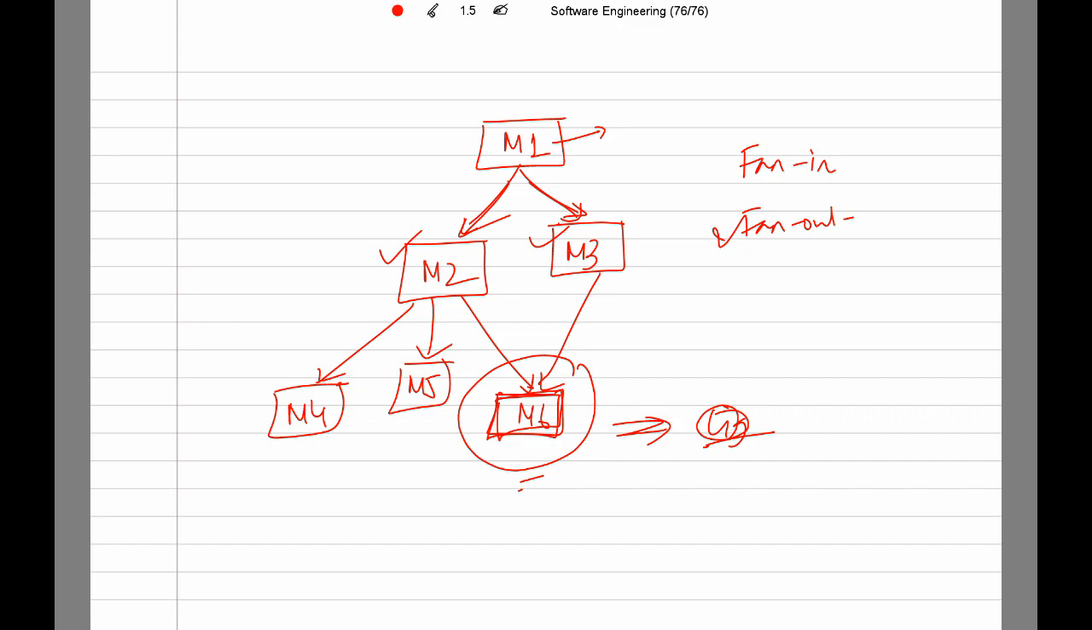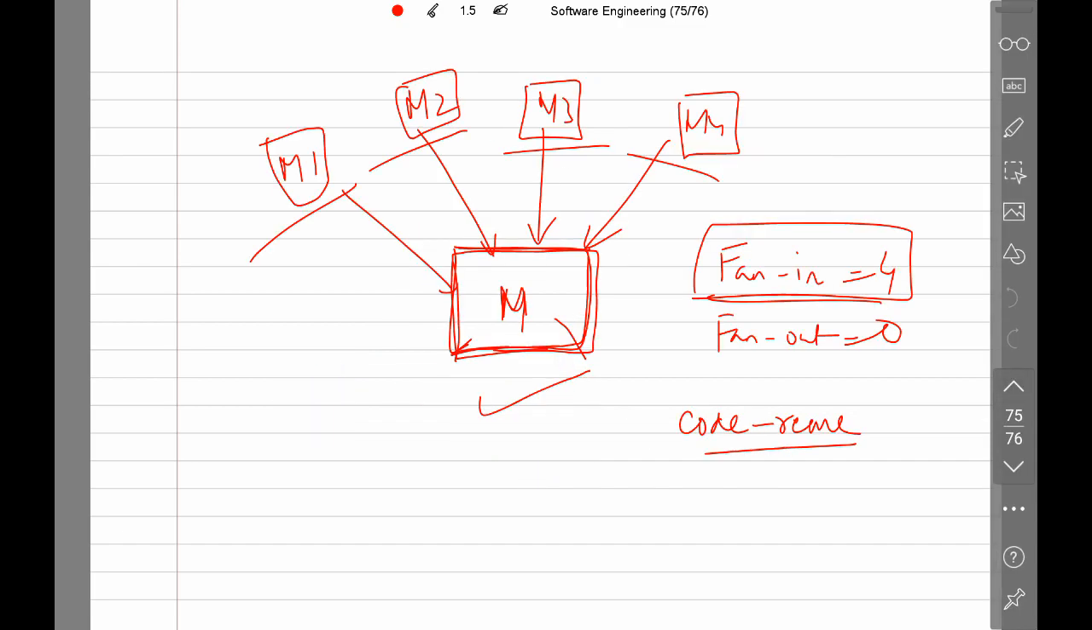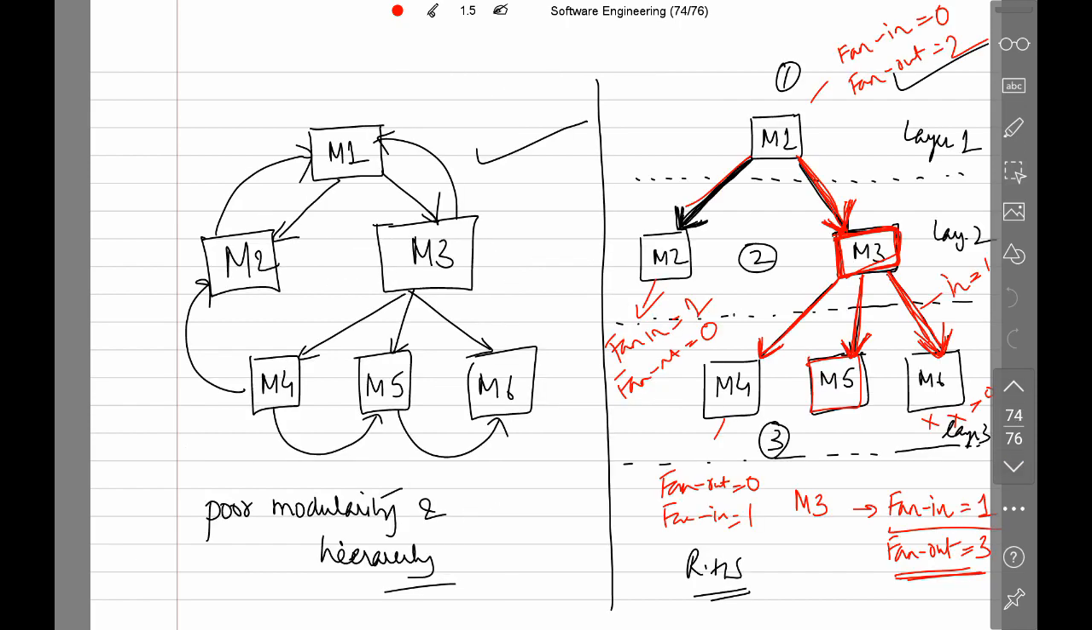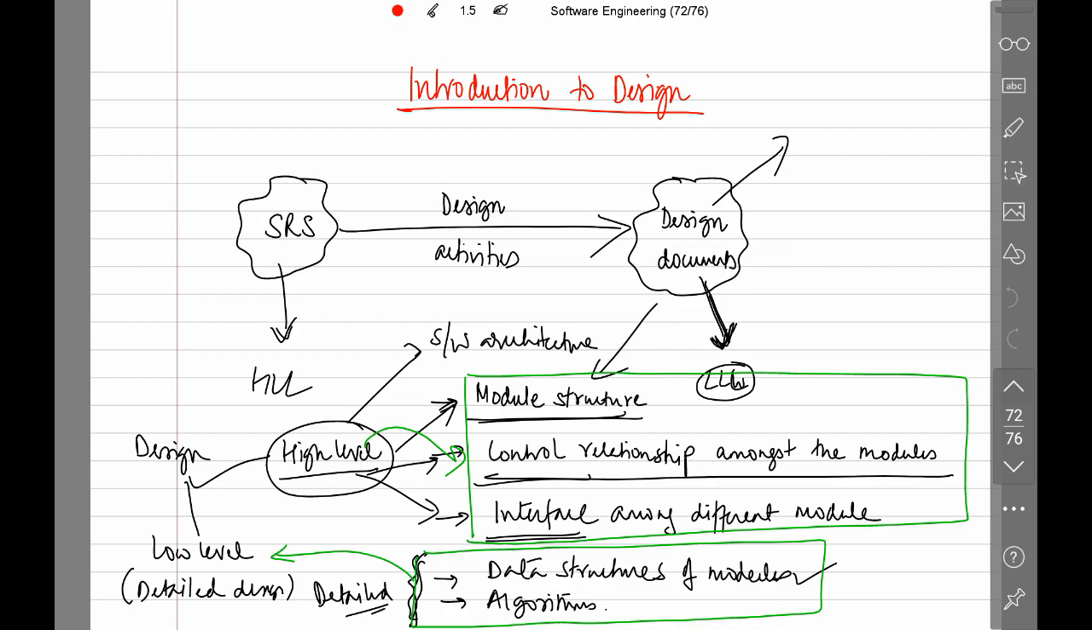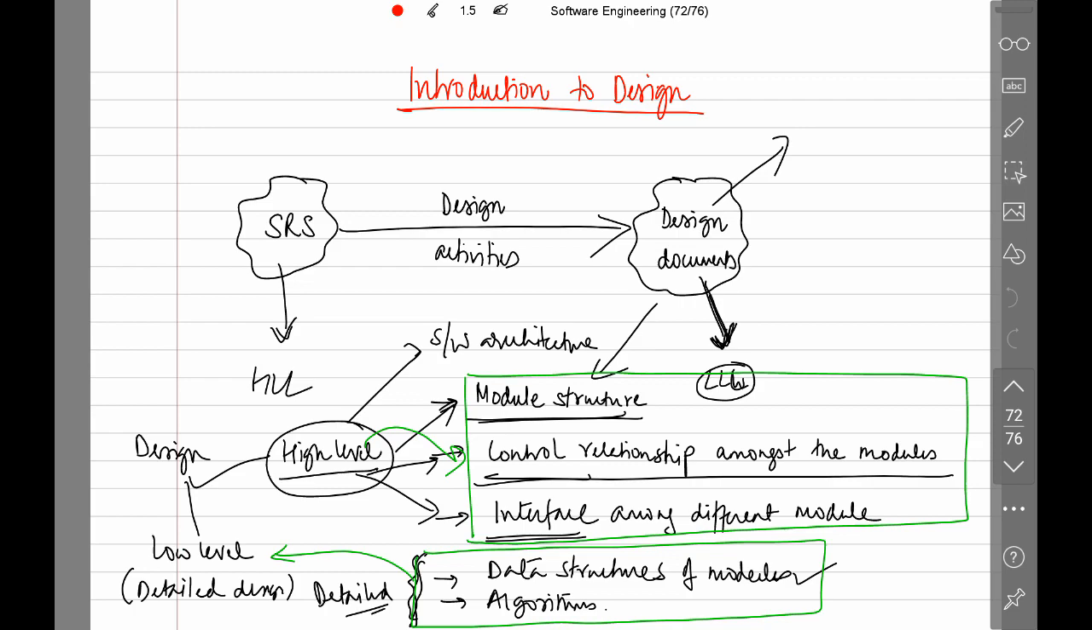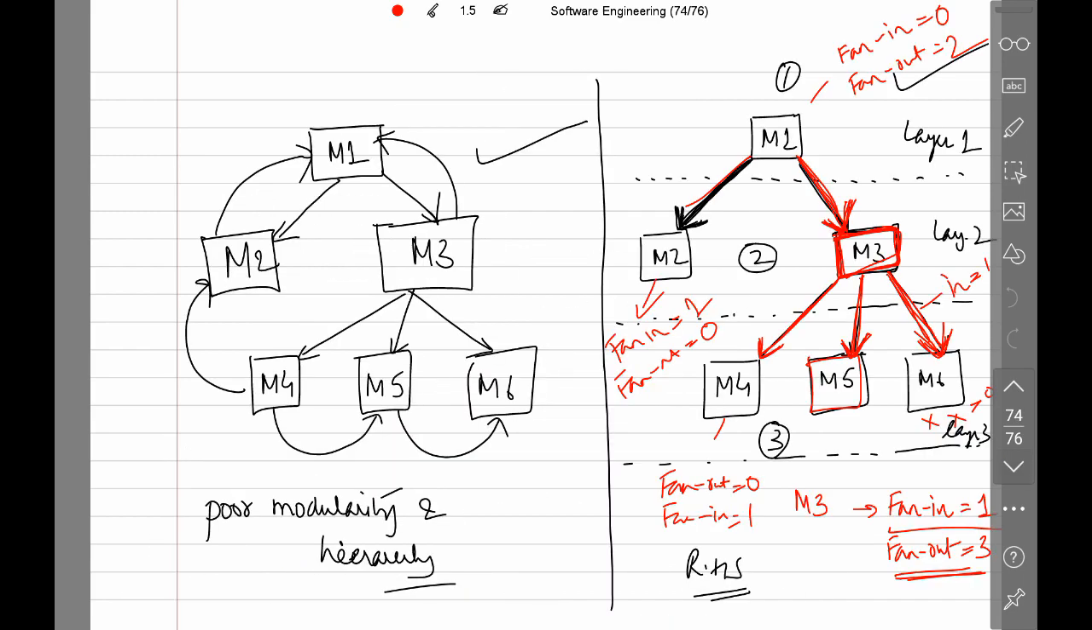So I think we can stop today's class here. We have got a good introduction to design. We have looked at modular design. We have understood the concepts of fan in and fan out. We have also seen what a good modular design, a hierarchical design and a layered design are. We discussed some attributes of a good software design. We also got to know the difference between high level and low level design, and what activities we need to perform in these two different design types. If you have any questions, please let me know.